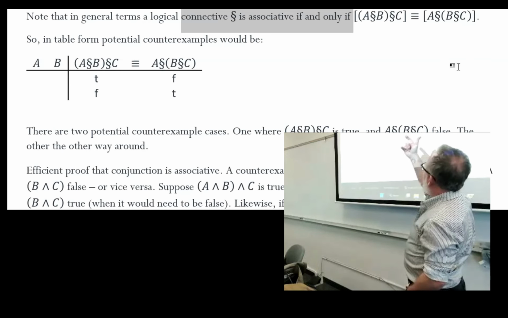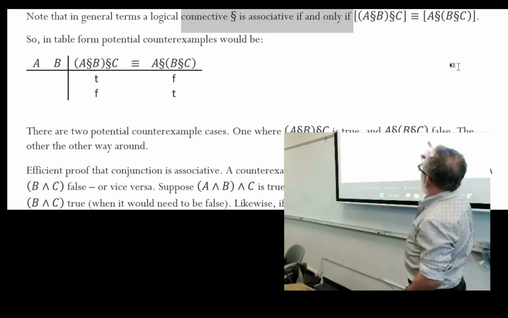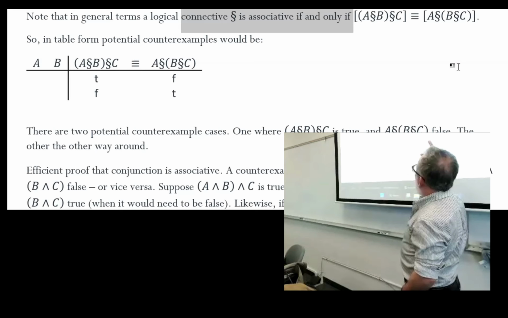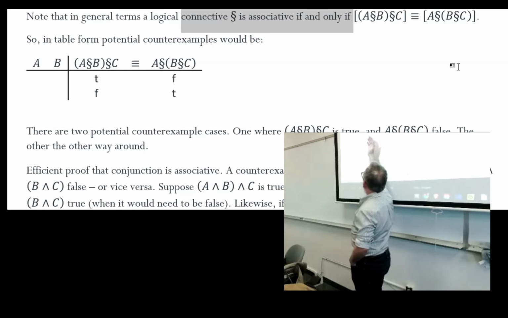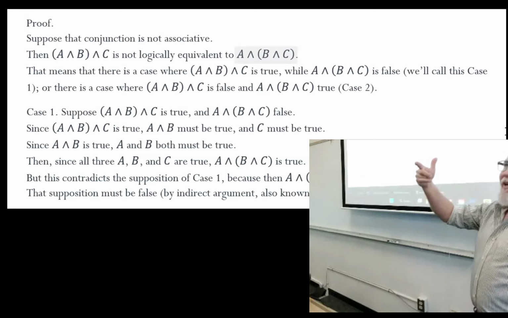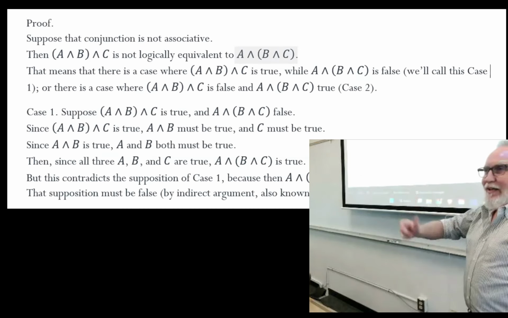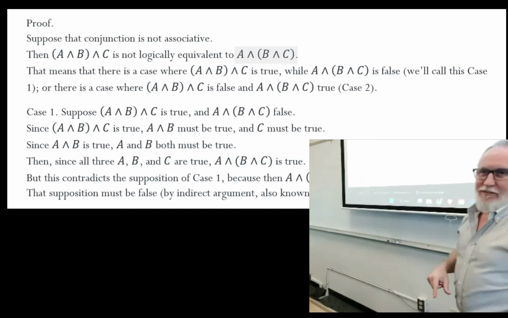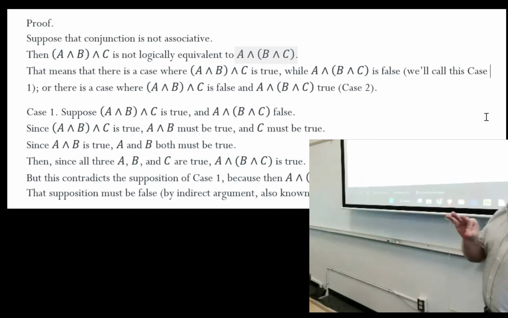In order to show that conjunction is associative, this structure must be logically equivalent to this structure. And something that's quite popular is to do a reductio ad absurdum type argument, which is also known as indirect proof. So you suppose one thing and you show that it leads to a contradiction, and so your supposition must be false. And that's all part of this efficiency.